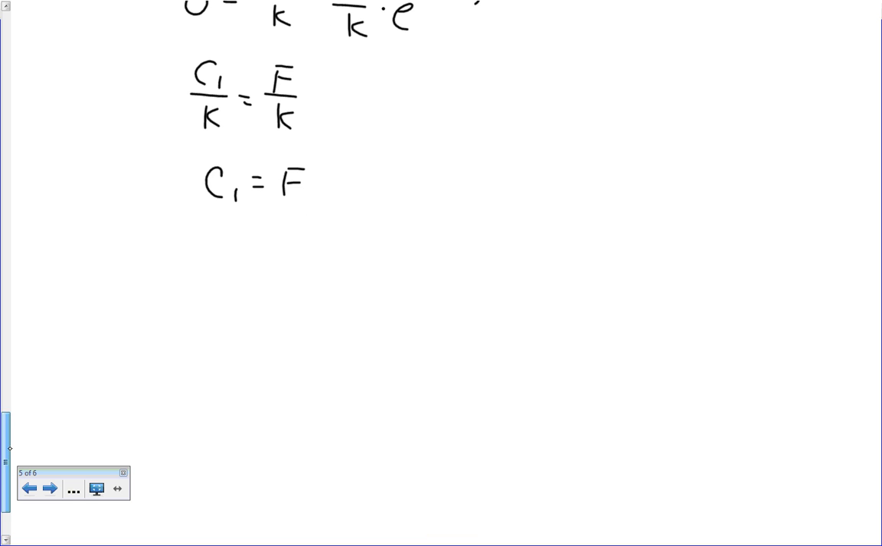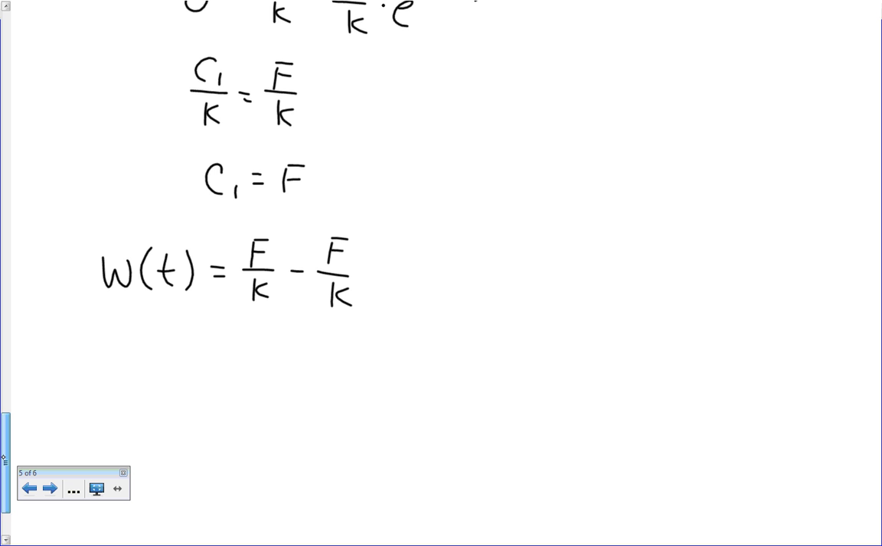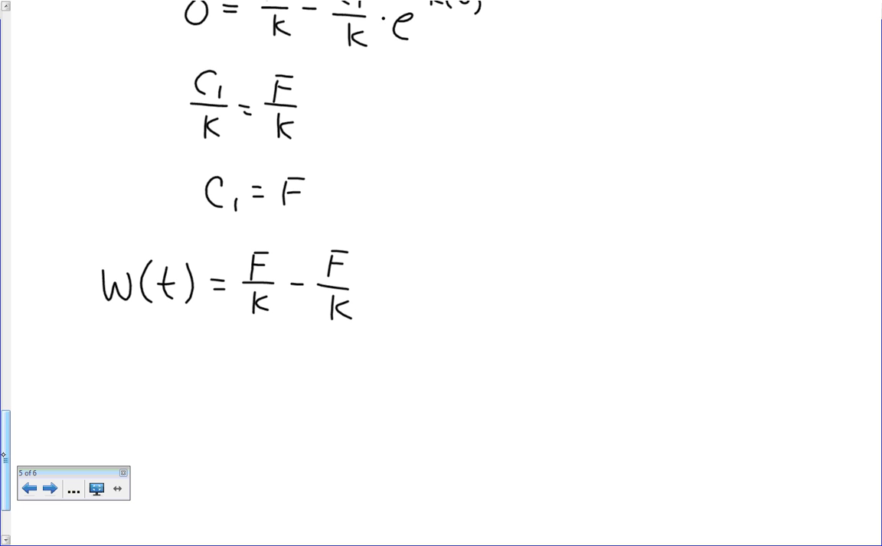So let's plug that into our equation then. The equation we end up with, I'll write it in function notation here, W as a function of t is equal to F divided by k minus F divided by k, again replacing C1 there with F, times e to the negative k times t. In fact, since those both have coefficients of F over k, it might be easier just to factor that out front and write that as 1 minus e to the negative kt. You can leave it in either form. There is our function, W as a function of t.